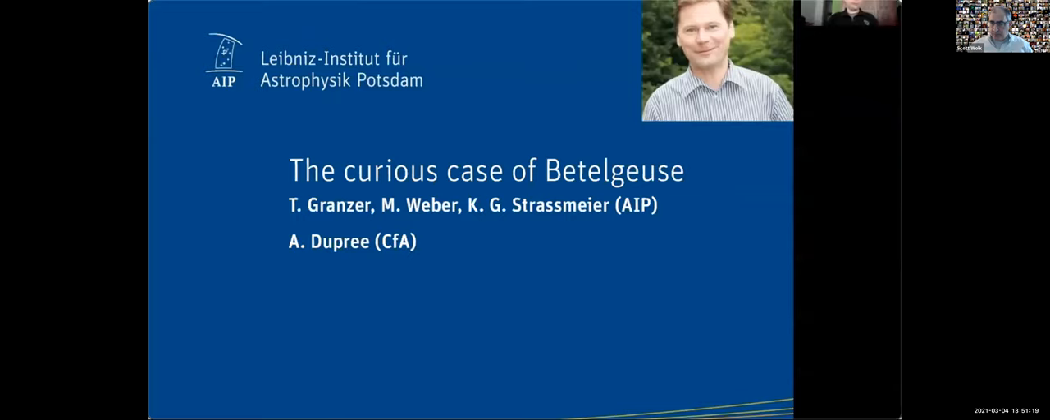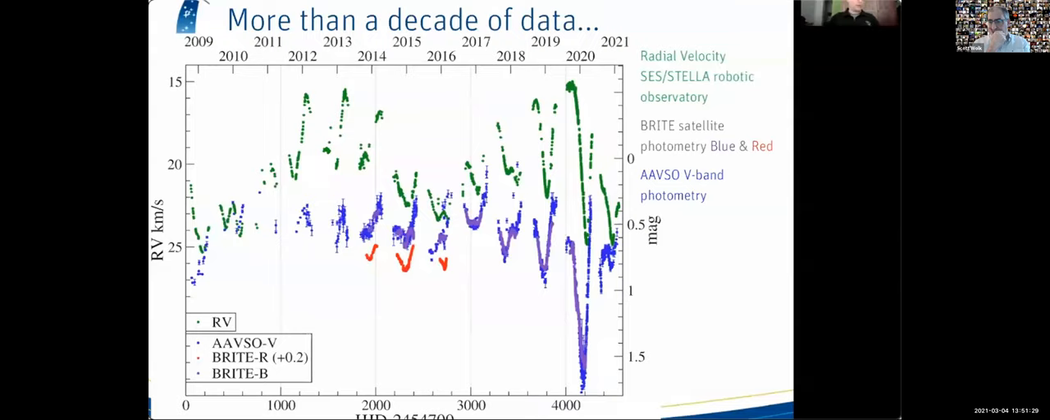Good afternoon. I'm Thomas Granzer of the Leibniz Institute for Astrophysics in Potsdam, and I want to present to you in this poster some long-term data on Betelgeuse. What you can see in green is the radial velocity data from our robotic 1.2 meter telescope STELLA on Tenerife. In violet and red, you can see data from the bright photometric satellites. And for comparison, overplotted is the AAVSO Johnson-Reed data in blue.